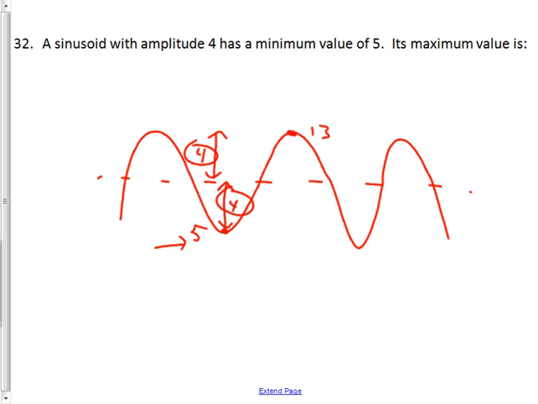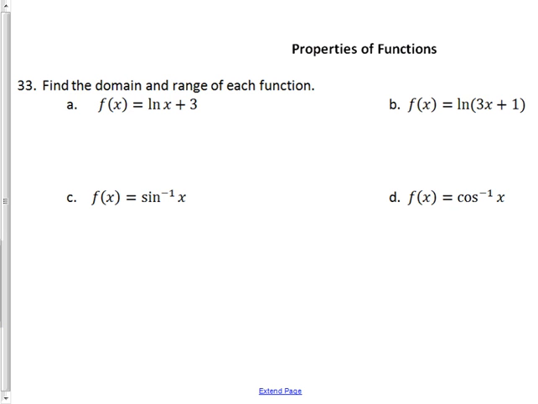I'm saying the minimum was 5. This is at 5. Then I have to go up to there. Where would that be? And I have to go up 8, right? So 5 plus the 8 makes 13. Okay. Maybe you were adding these two or something first. Okay. Anyway, moving on. That was a pretty easy one.